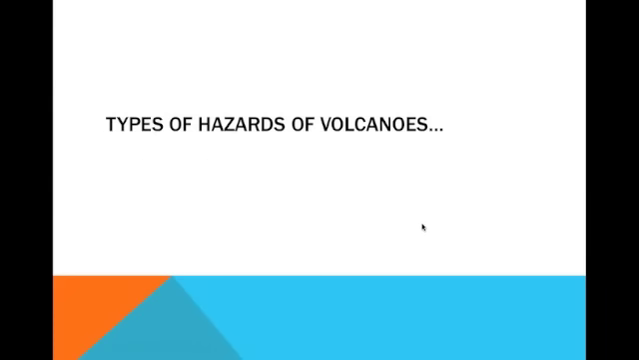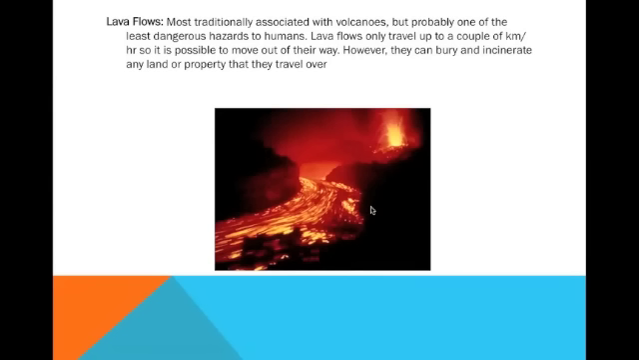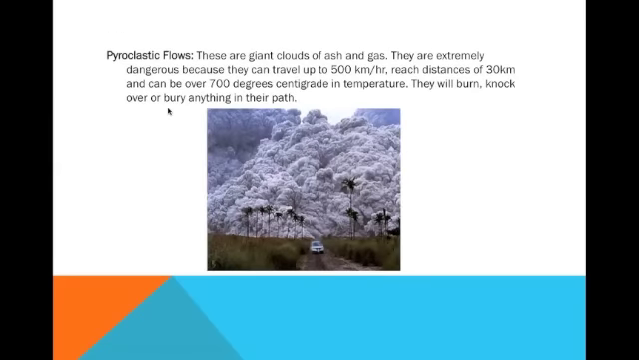So, what are some hazards of volcanoes? Well, firstly, lava flows, most traditionally associated with volcanoes, but probably one of the least dangerous hazards to humans. Lava flows only travel up to a couple of kilometers per hour, so it is possible to move out of their way. However, they can bury and incinerate any land or property that they travel over, so it can destroy land or your house or anything.